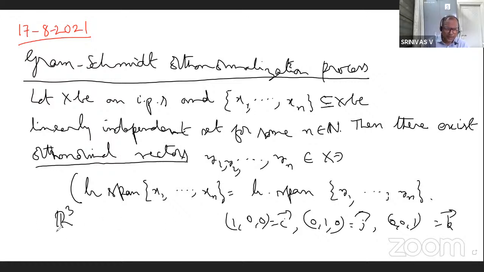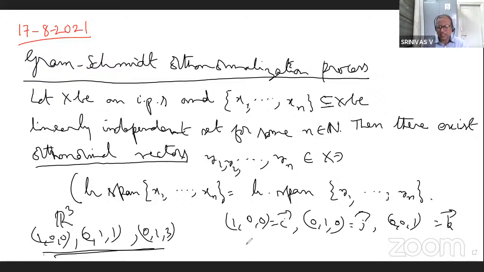And you can take a different basis for R3, right? (1, 0, 0), then (0, 1, 1), and then (0, 1, 3). If you take it like this, none is a scalar multiple of another. These are linearly independent vectors, and you can also show that the linear span of these vectors is equal to the linear span of the standard vectors. So in R3, we can visualize this.